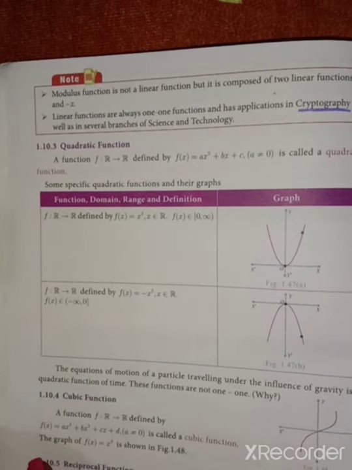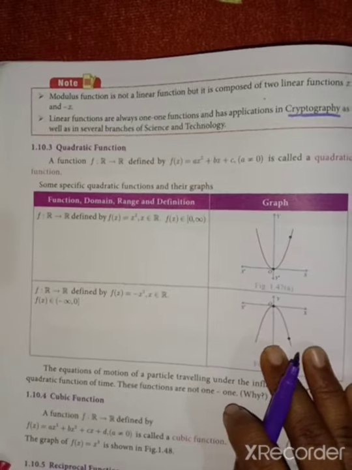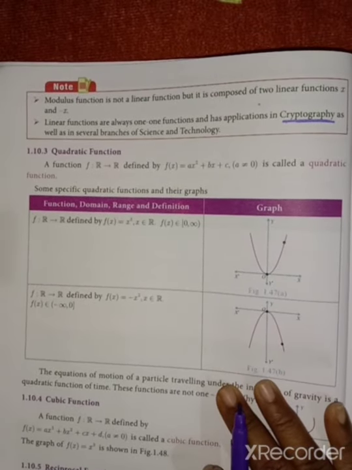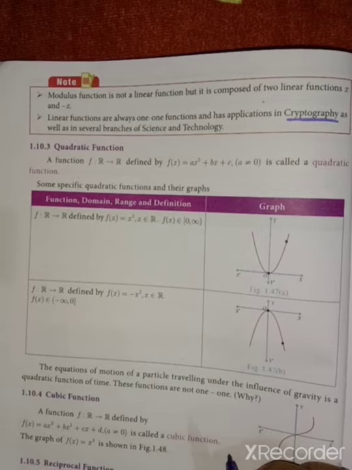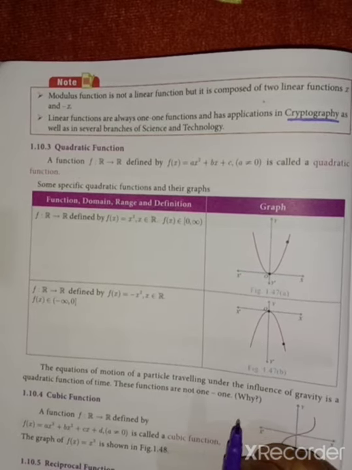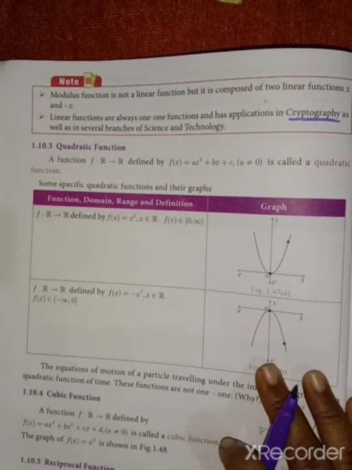Then the next one is the quadratic function. So what does quadratic function mean? We can say quadratic expression, quadratic equation. That means the degree is 2. For the linear equation, the degree is 1. For the quadratic expression, the degree is 2.